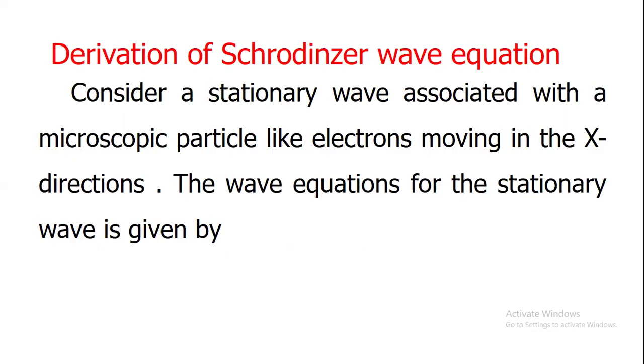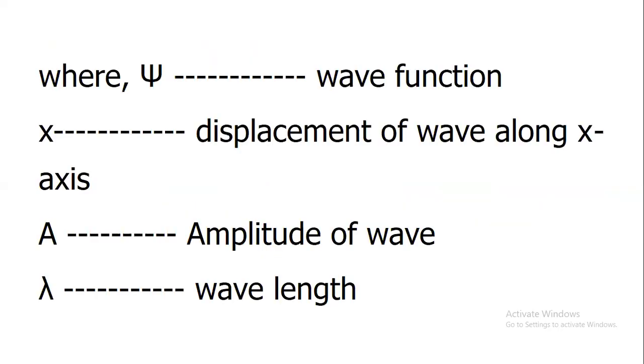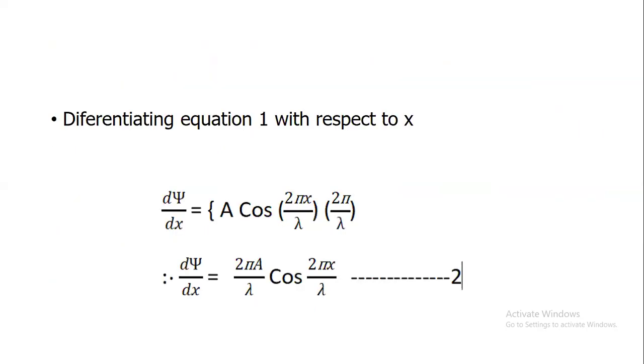Derivation of the Schrodinger wave equation: consider a stationary wave associated with microscopic particles like electrons moving in the x direction. The wave equation for the stationary wave is given by ψ = A sin(2πx/λ), equation 1, where ψ, the wave function, acts as the displacement of the wave along the x-axis, A is the amplitude of the wave, and λ is the wavelength.